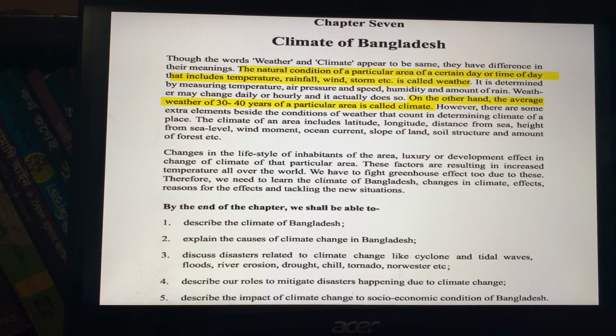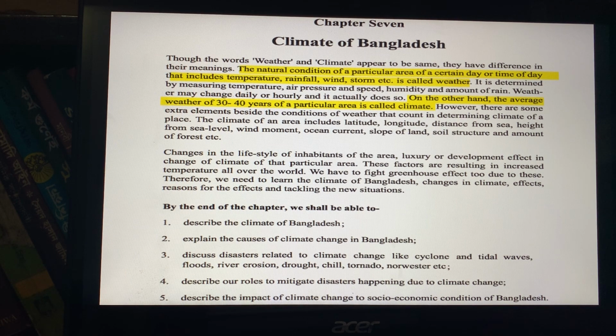On the other hand, the average weather of 30-40 years of a particular area is called climate. That means we are talking about a long period of time, like 30-40 years. And the conditions of weather are included in climate. So the conditions of weather are an element of climate.